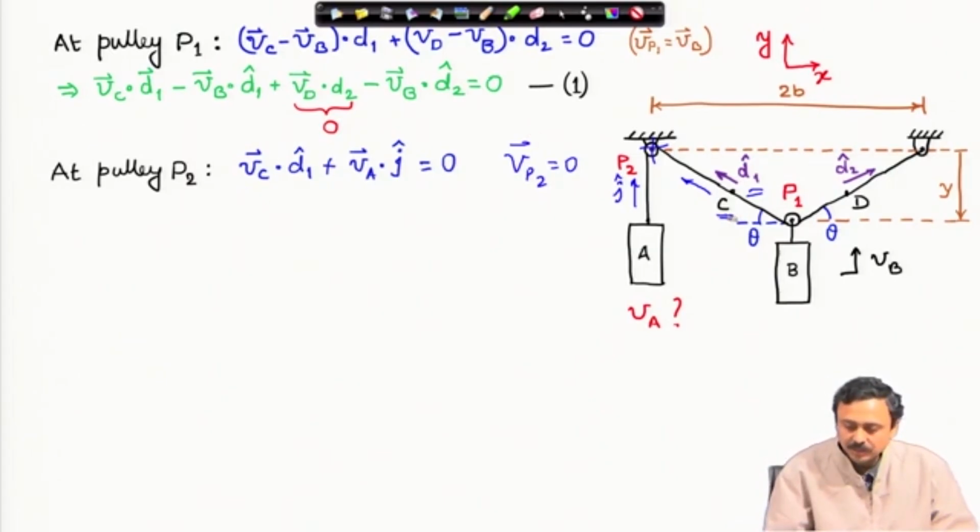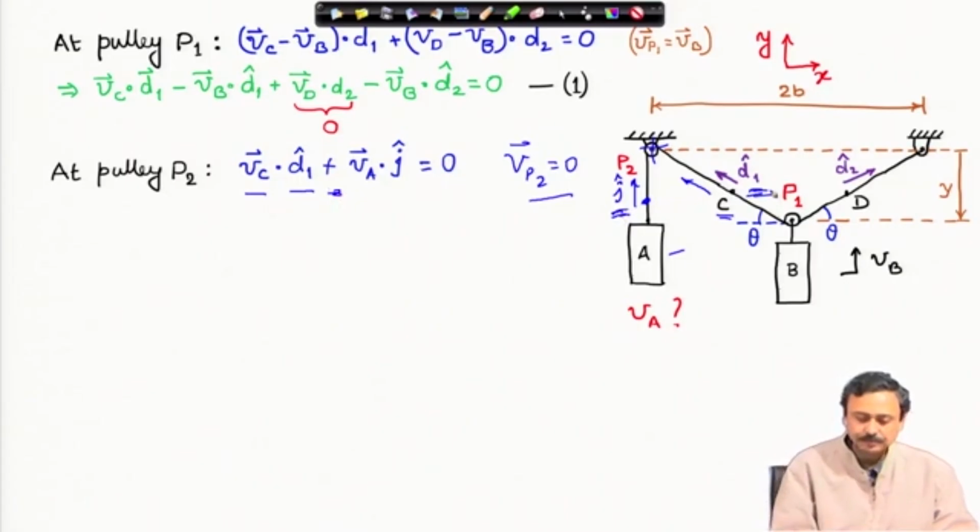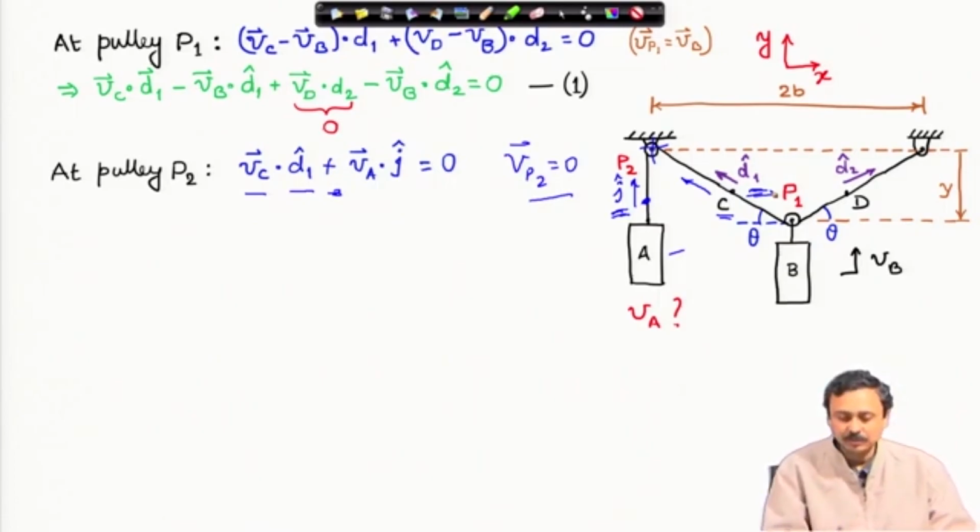Therefore, Vc, velocity of C, minus Vp2, which is 0, dot d1 cap, plus velocity of A, which is also velocity of some point on this string, minus Vp2, which is 0, dot j cap must be 0. Notice why again there is plus, because both the unit vector directions are towards the pulley. So, these two velocity projections also must add up to 0.